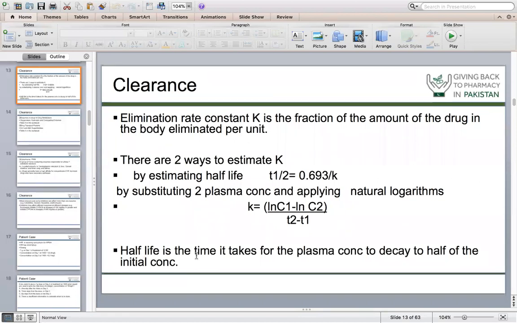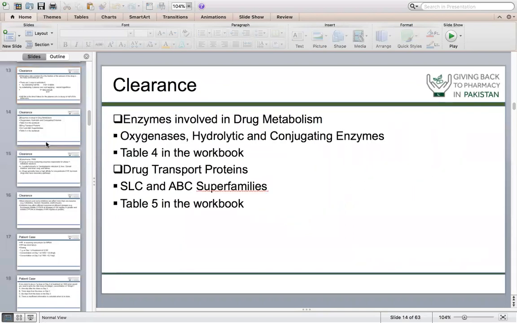And what is half-life? Half-life is the time it takes for the plasma concentration to decay to half of the initial concentration. Moving on to the next slide.